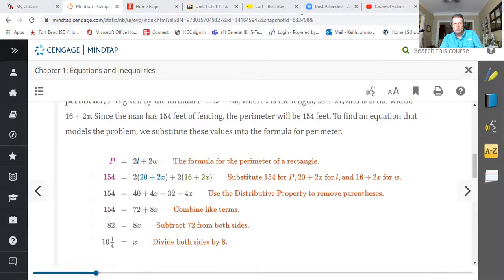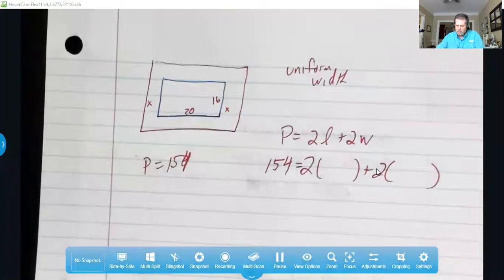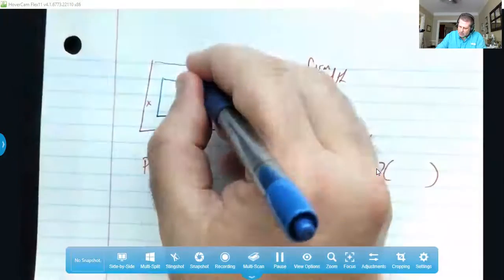So I'm going to go back to my other screen. Okay, we're going back to here. And so here's the same problem, so I can write better on this paper. So here, how are we going to deal with this? Well, we know each of these is going to be x, and x.